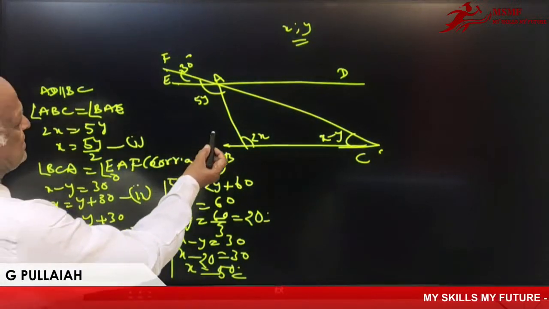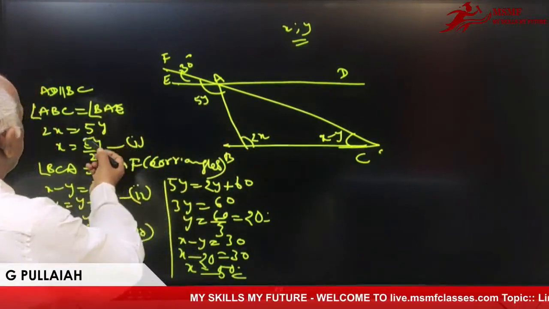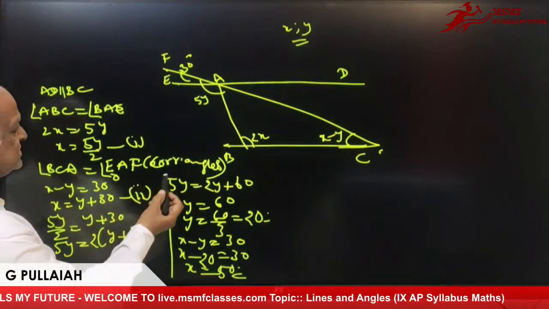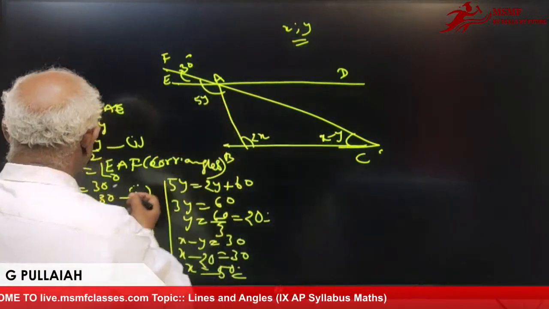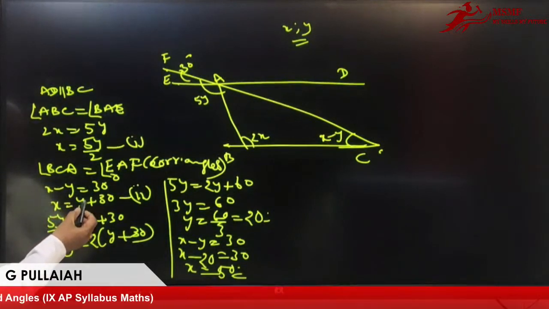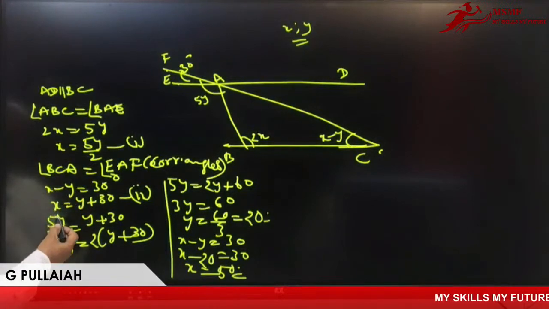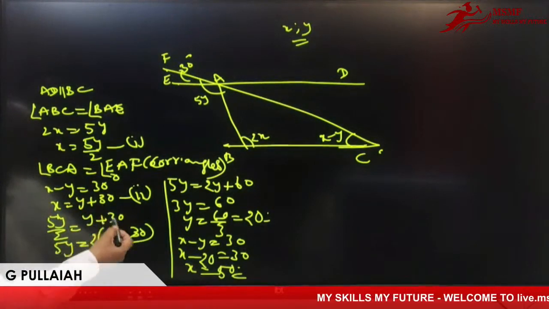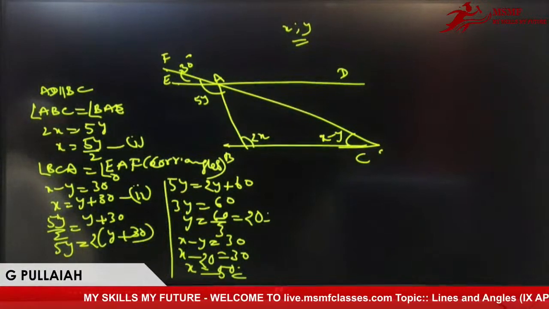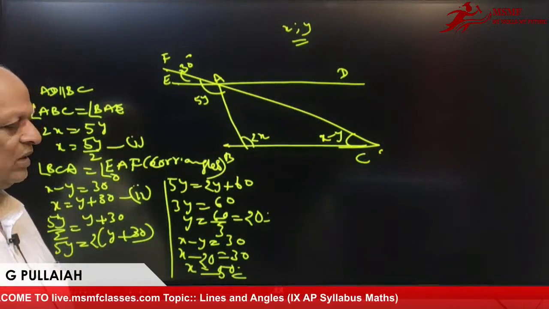I have taken this alternate angles. So 2x is equal to 5y, x is equal to 5y by 2. Again I have taken this corresponding angles. x minus y is equal to 30. Therefore x is equal to y plus 30. So by taking these two equations, 5y by 2 is equal to y plus 30. By solving that, we'll get it. Clear? So any of your doubts you can chat. Shall we move further?